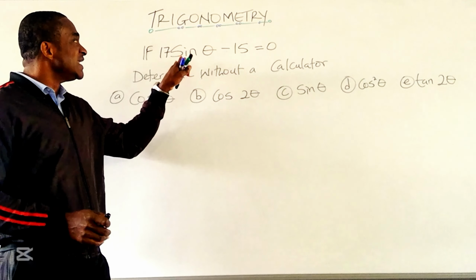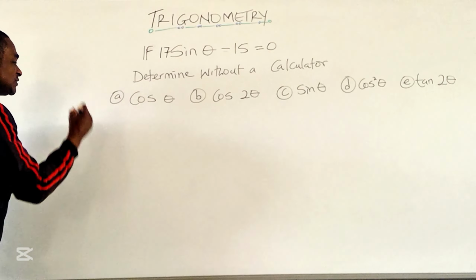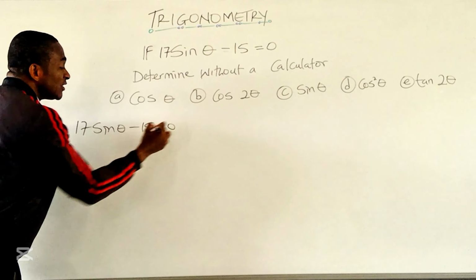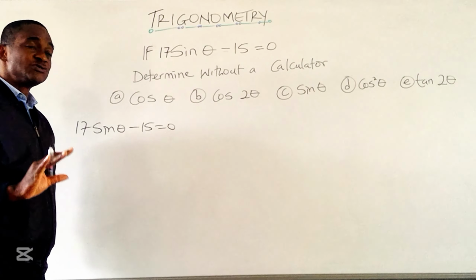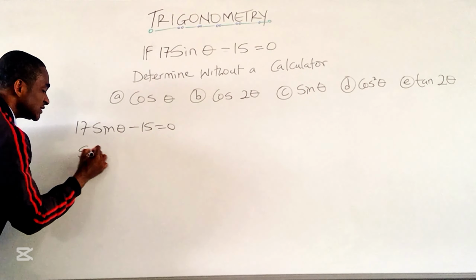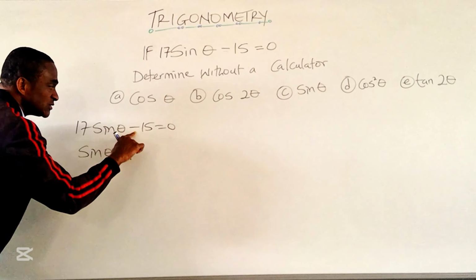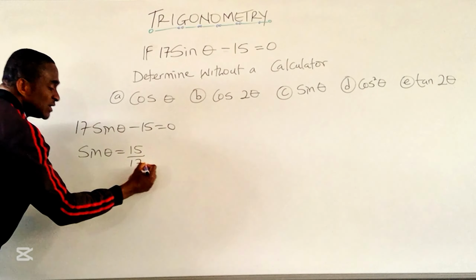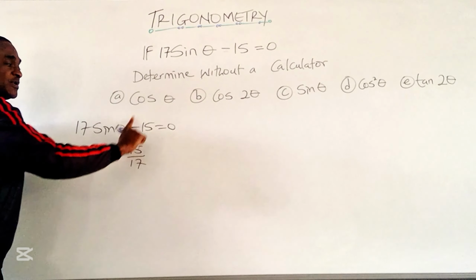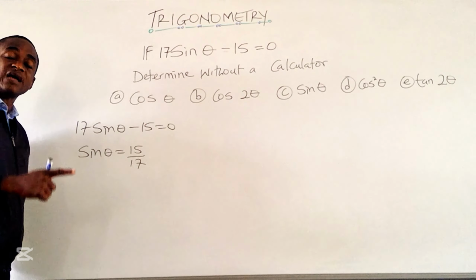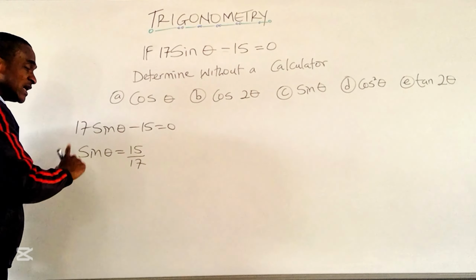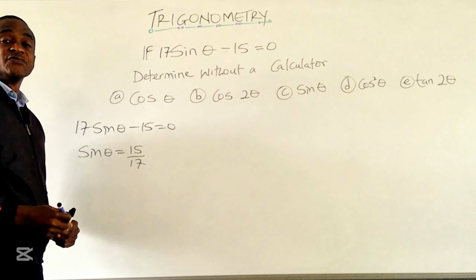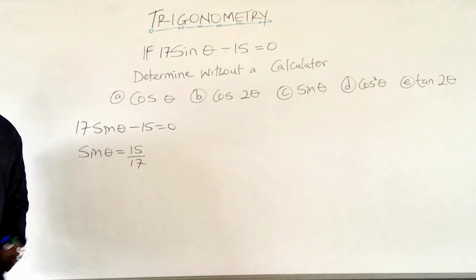Now, first things first, let's simplify this expression. This expression is 17 sine of theta minus 15 is equal to 0. Simplify the identity so that sine will be alone. So this gives us, take the 15 over, it becomes 17 sine theta equals 15. Divide both sides by the coefficient of sine, then sine of theta is equal to 15 over 17.